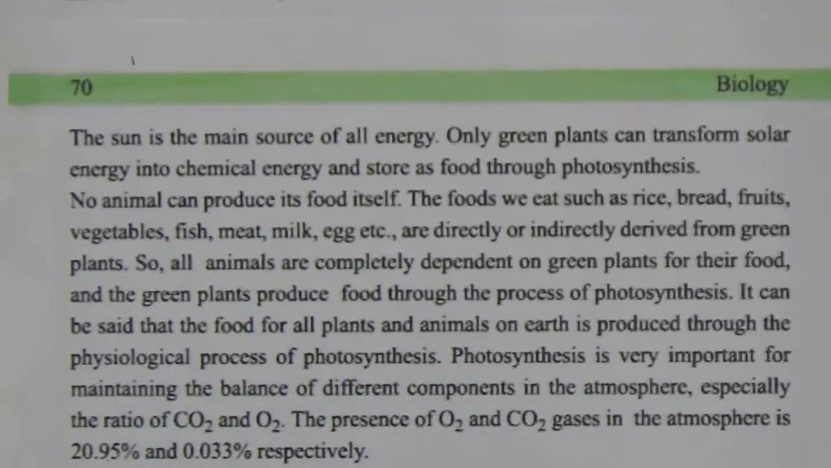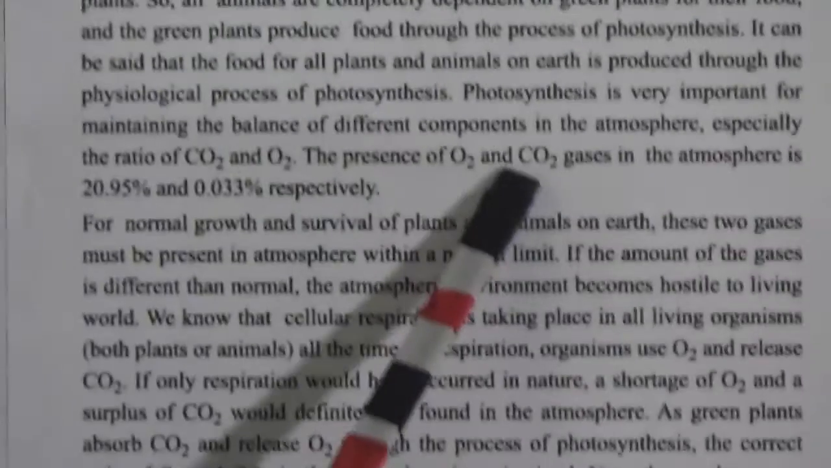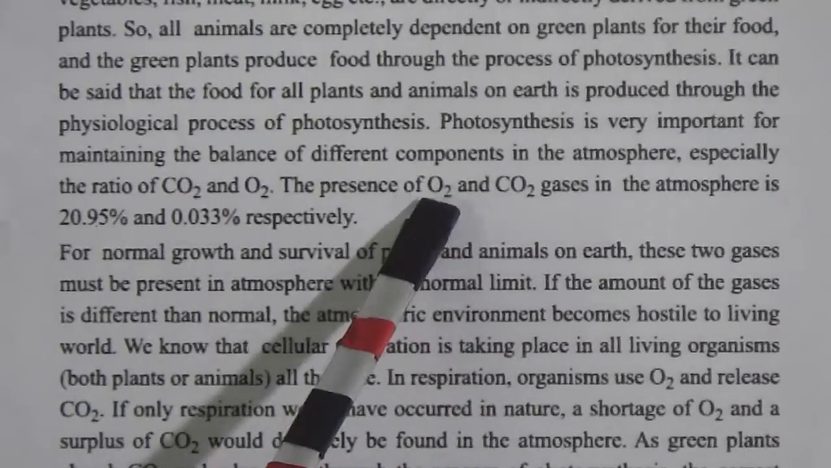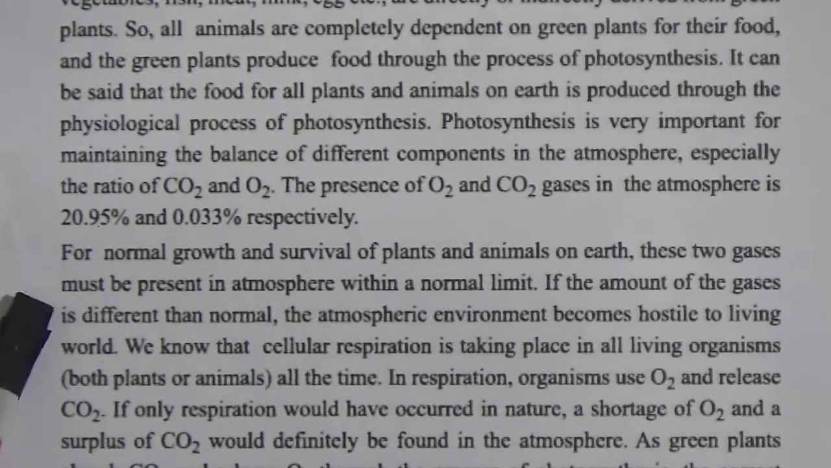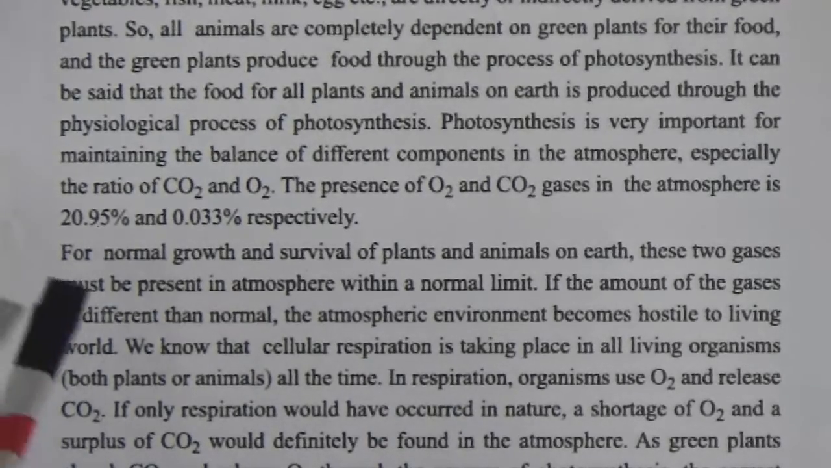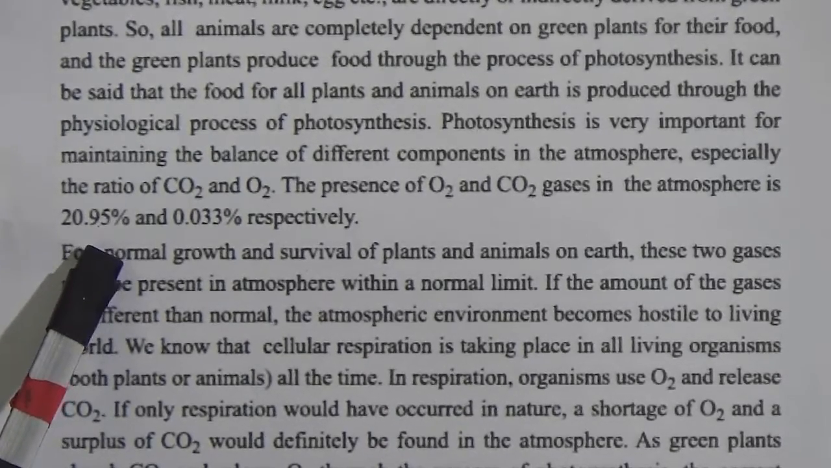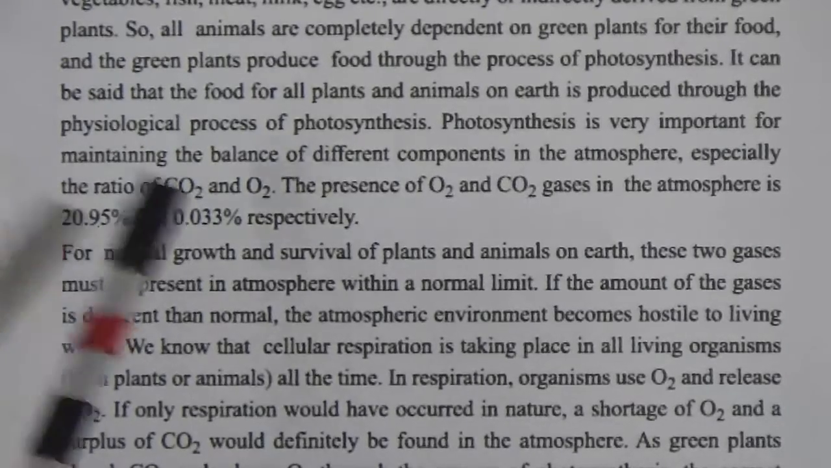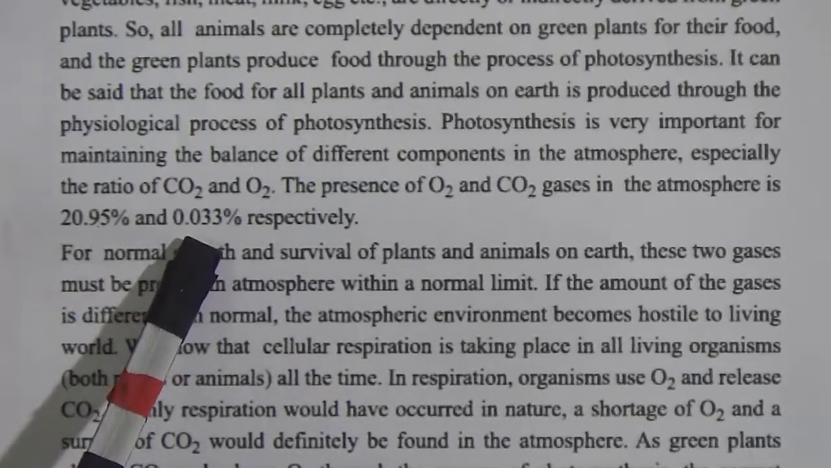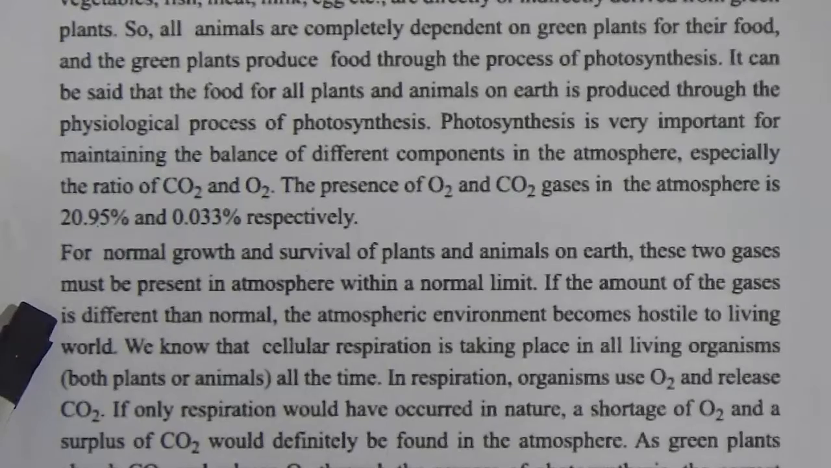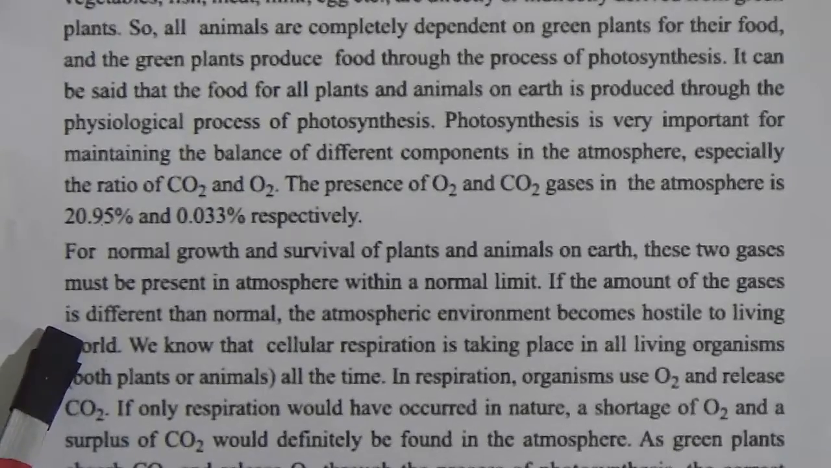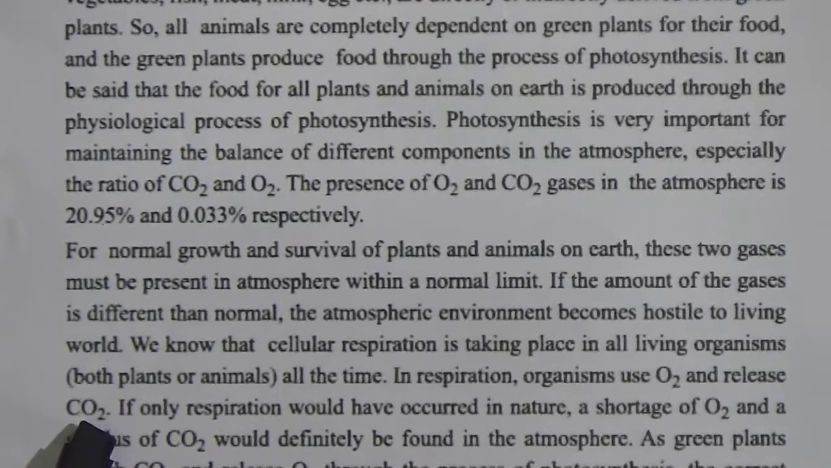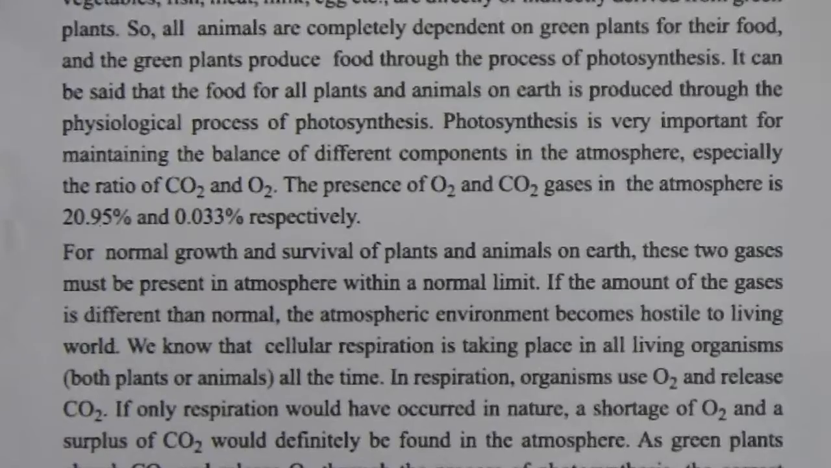Thus it makes the atmospheric balance of oxygen and carbon dioxide. The main product of photosynthesis is carbohydrate or glucose, and this is the primary product and the main source. In this procedure the green plants absorb sunlight and convert it to chemical energy. Light energy is converted to chemical energy. Only green plants can do this. That's why it is very important.